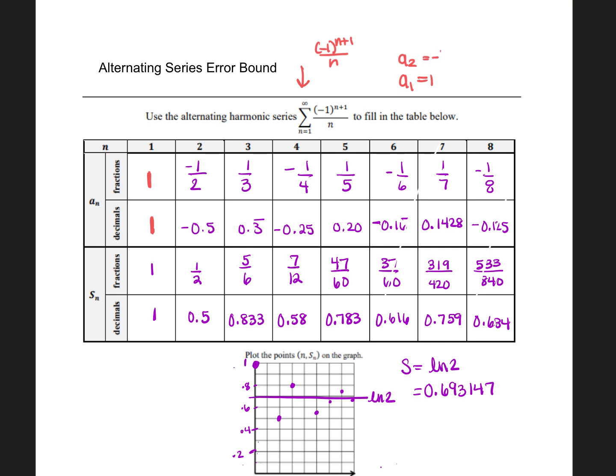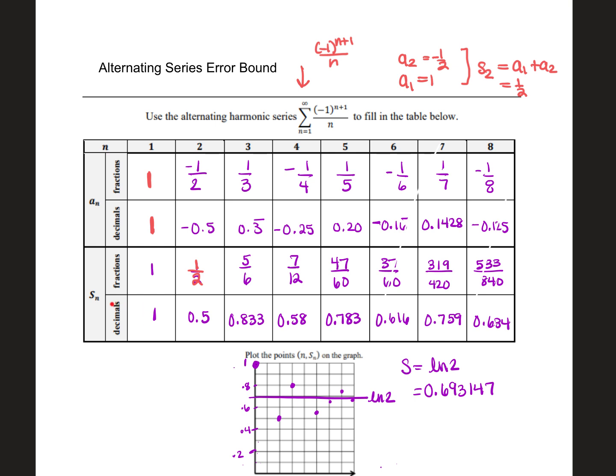a2 would then be -1/2. If I add these two, that gives me the sum a1 plus a2, which would be 1/2. You can see right there that's our sum of the first two terms. I wrote out the first 8 terms, and you can see that they are alternating: positive, negative, positive, negative. So in fact, it is alternating.